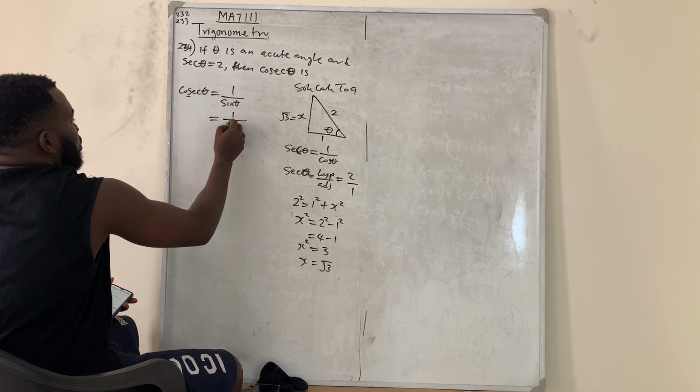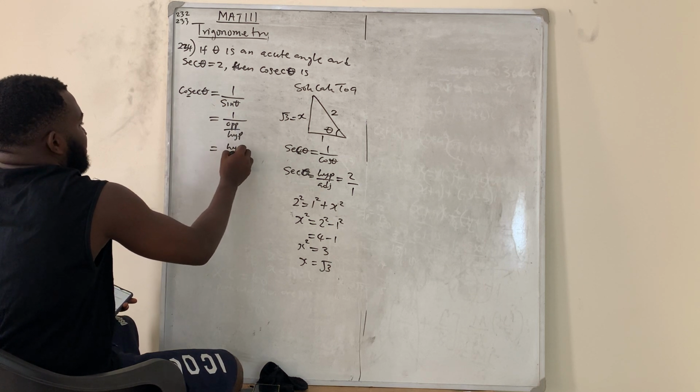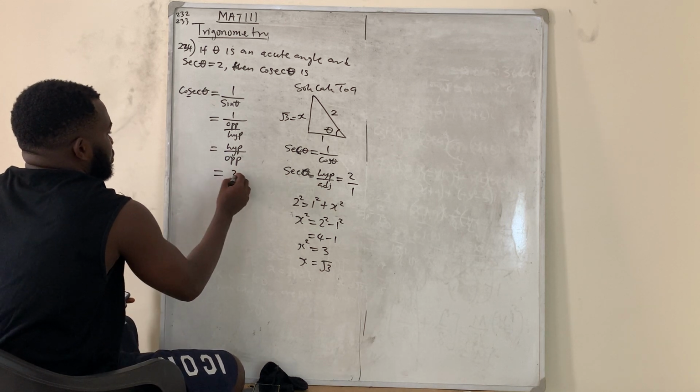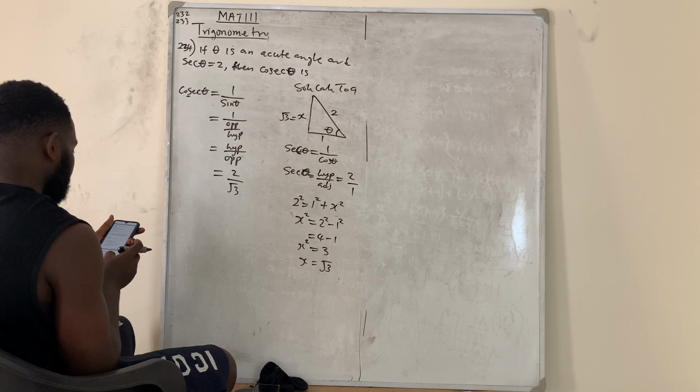1 over opposite over hypotenuse. So the inverse of it will now be hypotenuse over opposite. Hypotenuse is 2 and opposite is root 3. So it's going to be 2 over root 3. So 2 over root 3 is here.